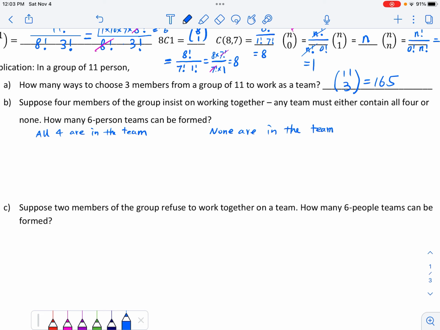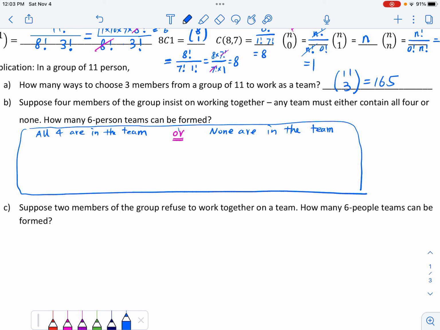Well, it's either this or that. I hope that you're sensitive to the "or". When we say or, that means addition rule. So basically we have this scenario or this scenario, right? So we need to add. When you hear or, that means we need to use addition to add these 2 possible outcomes.